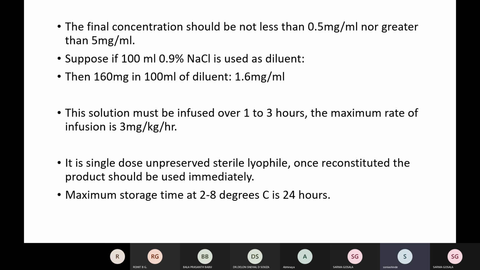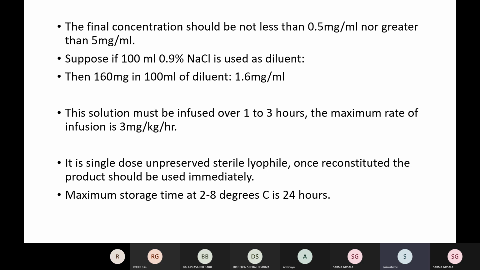The final concentration should not be less than 0.5 mg per ml, and it should not be greater than 5 mg per ml. Suppose I want to dilute in 0.9% NaCl, and I take 100 ml of NaCl as the diluent. Out of this 100 ml vial, I will first withdraw 16 ml of clear NaCl and discard that. Then I will fill 16 ml of this reconstituted liquid into that diluent vial. So I will have 160 mg in 100 ml of the diluent. That means the ultimate concentration will be 1.6 mg per ml. Now this fits into our range of 0.5 to 5 mg per ml, and we can safely give this.